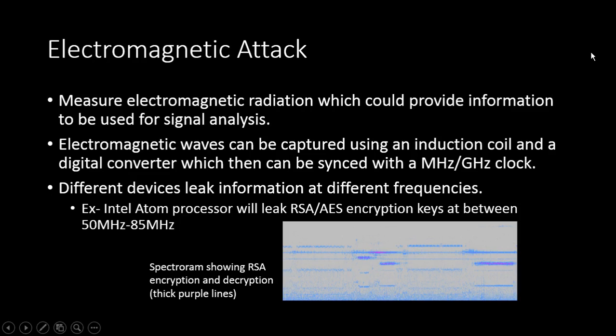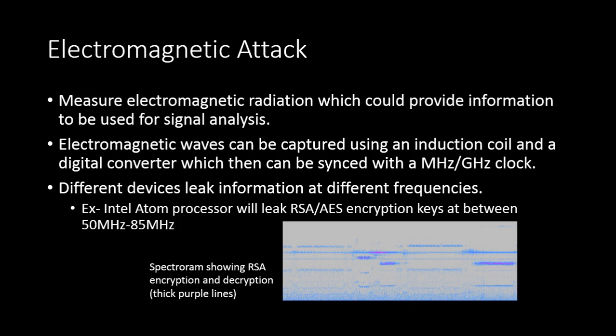Next is an electromagnetic attack. So here we're measuring electromagnetic radiation, which could provide information to be used for later signal analysis. So electromagnetic waves can be captured using an induction coil and a digital converter, which then can be synced with a megahertz and gigahertz clock. So what we're measuring here, as you can see in the picture here, is the electromagnetic radiation that comes off when we run either an RSA or an AES encryption algorithm.